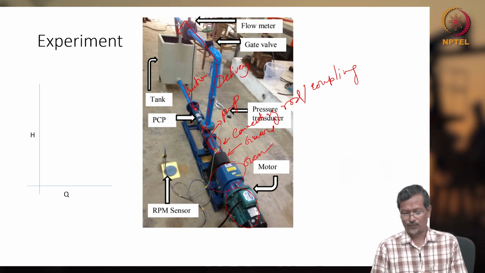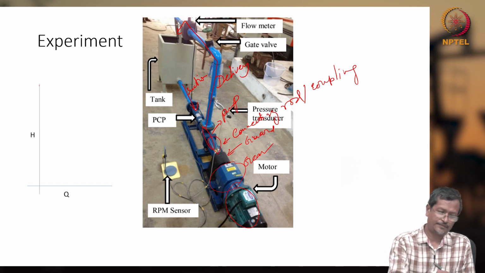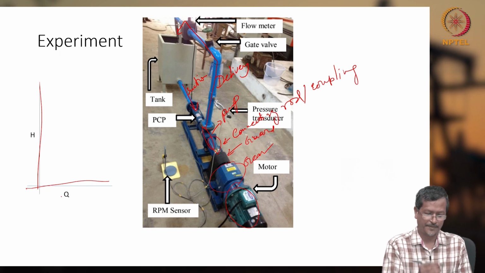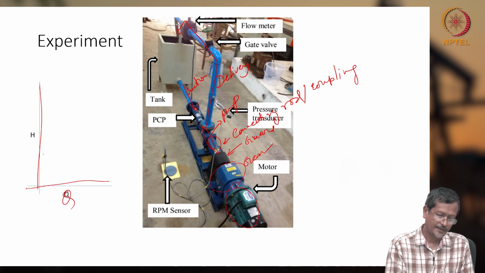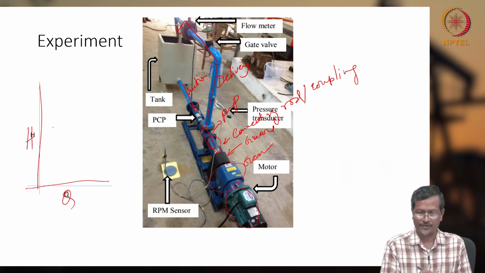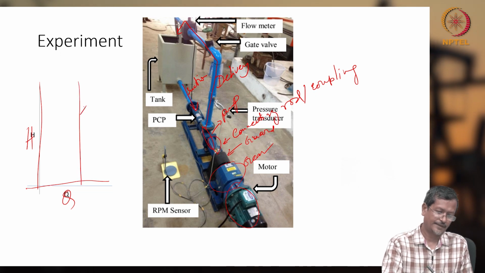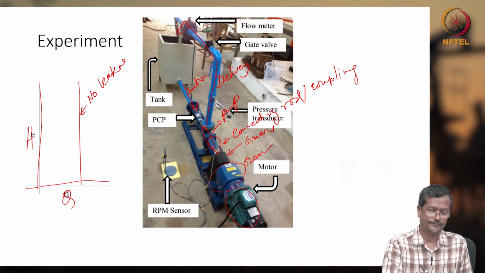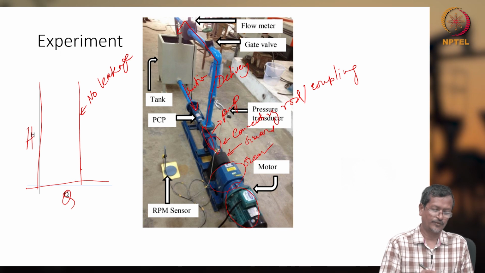Now, what happens if you want to draw a characteristic curve? First you have to draw H and Q. You can remember the centrifugal pump and SRP, where I also explained flow rate and head or pressure development. So the curve will be vertical. If no leakage is there, then this curve will be completely vertical.